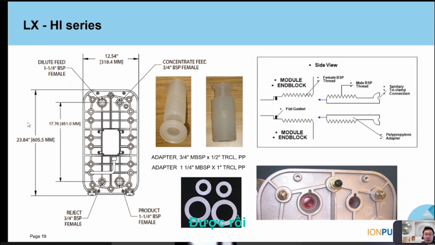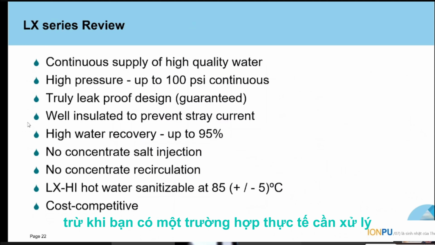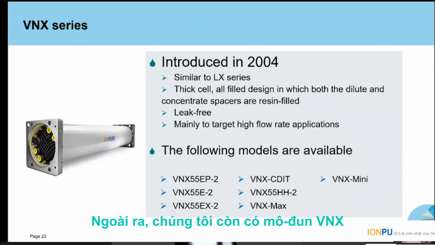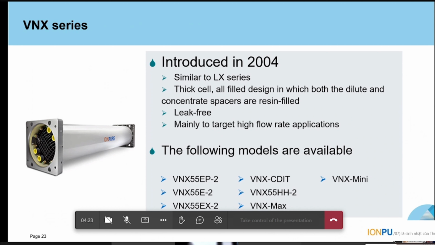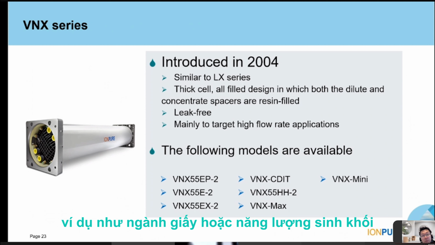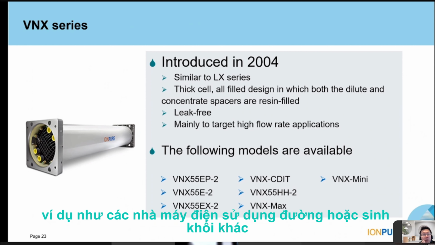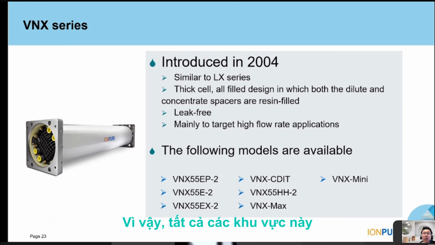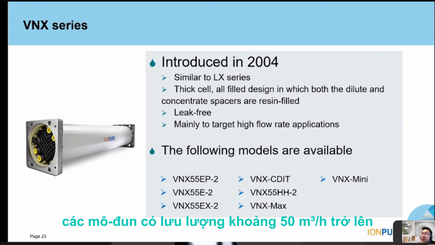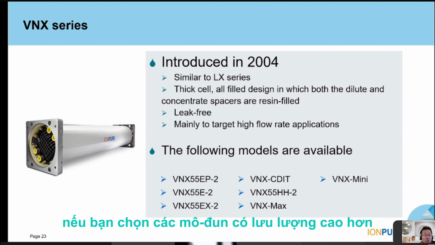All these details, I'm not going to cover until you have an actual case. And then we also have the VNX modules. The market you're going to sell into for VNX modules is, for example, the power market, pulp and paper, or biomass. In Thailand, there are a lot of sugar power plants and biomass plants. All these places use flow rates of around 50 cubic meters or more, so it will be more suitable for you to use the higher flow rate modules.